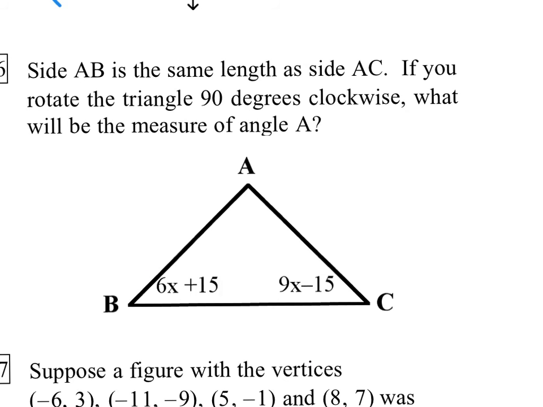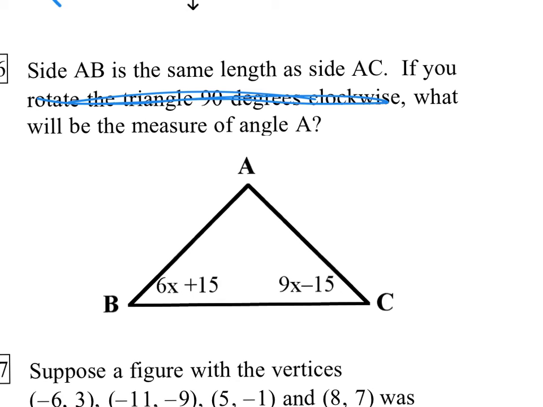All right, this problem's kind of annoying. Side AB is the same length as side AC, okay? If you rotate the triangle 90 degrees clockwise, what will the measure of angle A be? This whole rotate 90 degrees clockwise is just annoying because it's not important and it starts to make you think about 90-degree rules. Not at all. Don't even acknowledge this part here. It means nothing. Worry about these two right here.